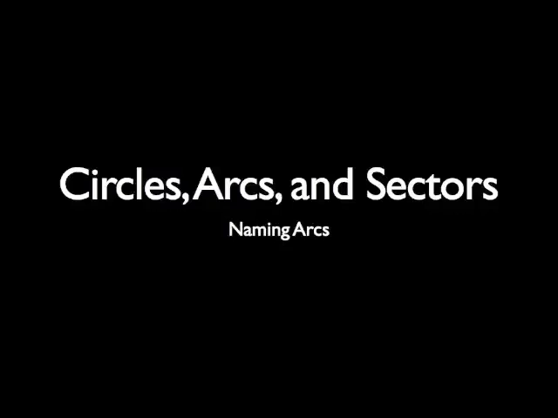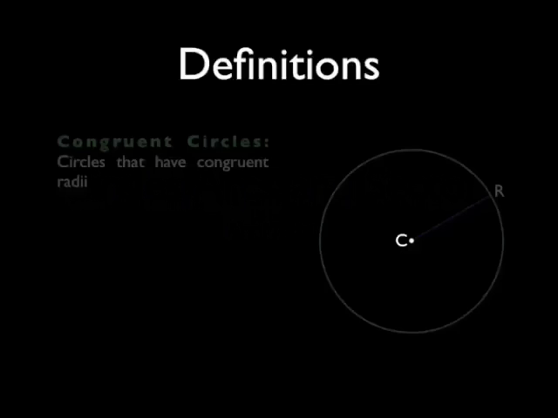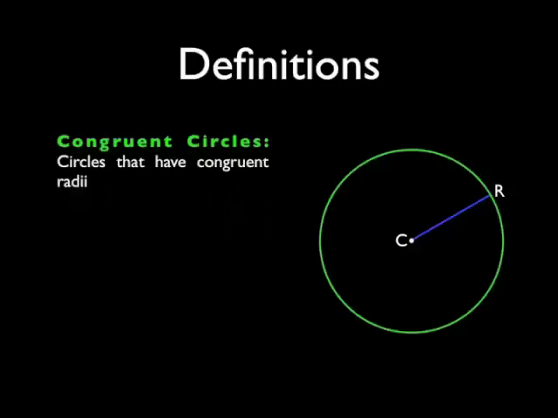What is an arc, and how do we name it? Before we begin, let's talk about a few definitions. Congruent circles are circles that have congruent radii.